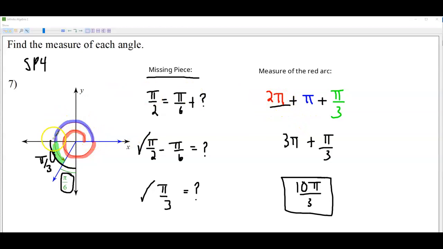The blue portion here is a half circle, which is pi. And the green part, the missing piece that we found, we decided was pi over 3. So from there, putting the 2 pi and the 1 pi, we get 3 pi. Getting a common denominator for these and adding them together, we get our final answer, 10 pi over 3.